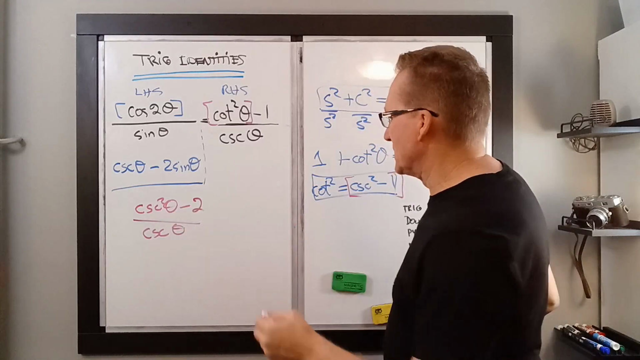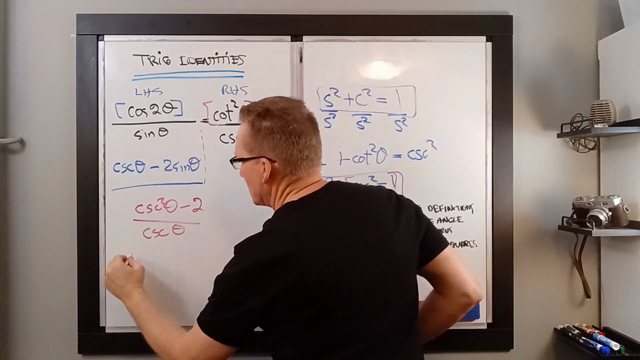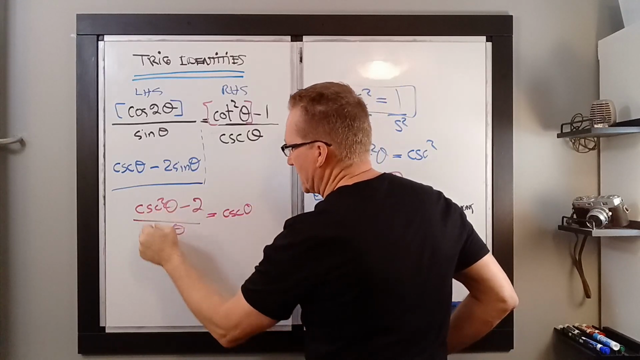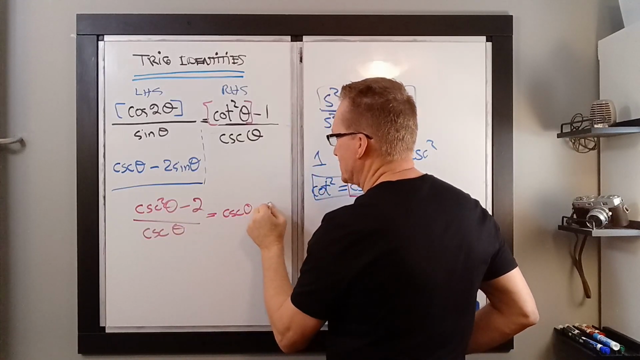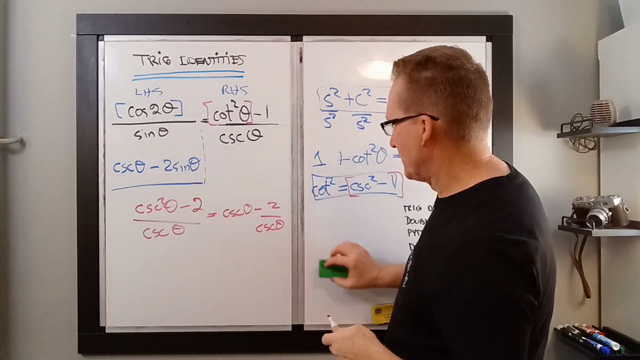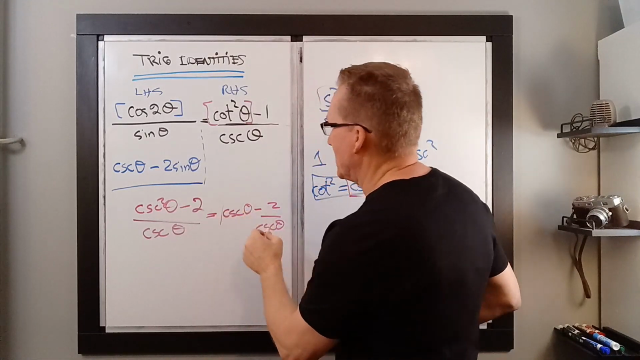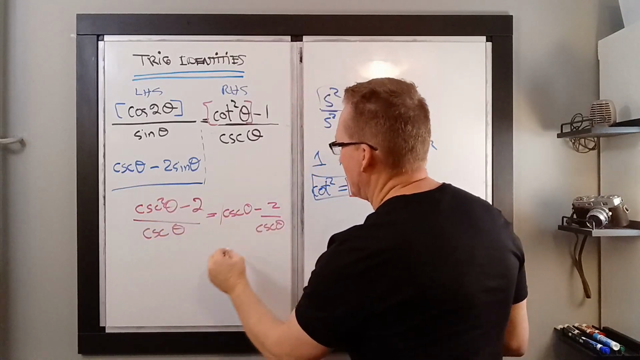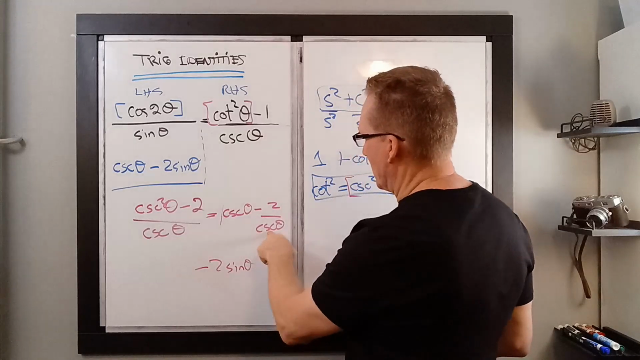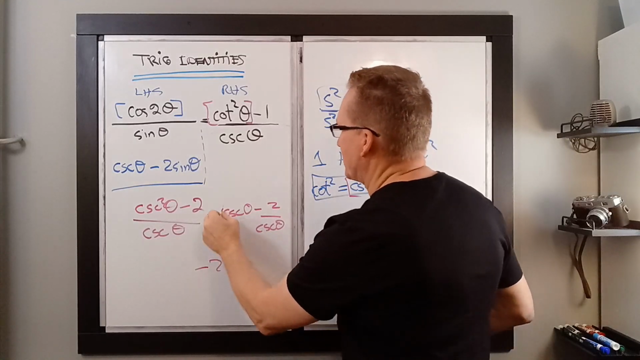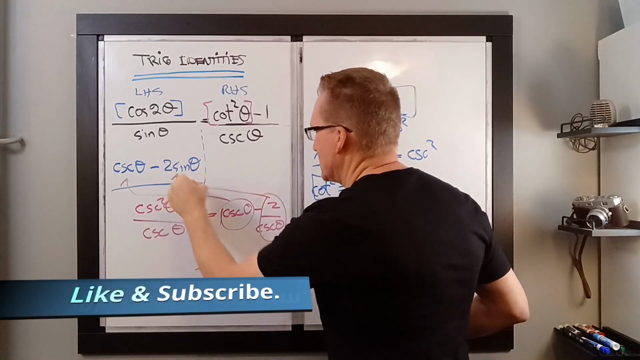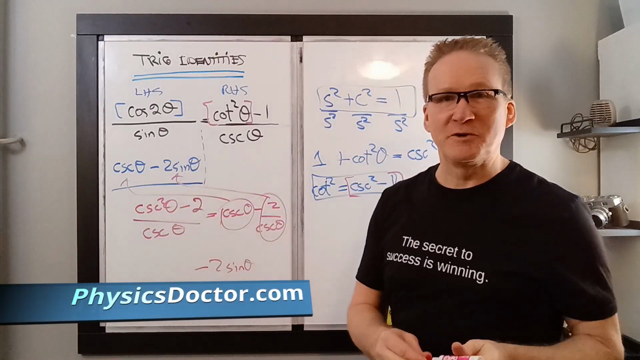Let's break those up into individual terms. This first term would be cosecant theta, because this would cancel with this, leaving us 1, minus 2 over cosecant theta. Here we have a cosecant theta, just like we have here, and here we have minus 2 sine theta, because 1 over cosecant theta is sine theta. So this first term is this, the second term is this. We've just proved this trig identity.